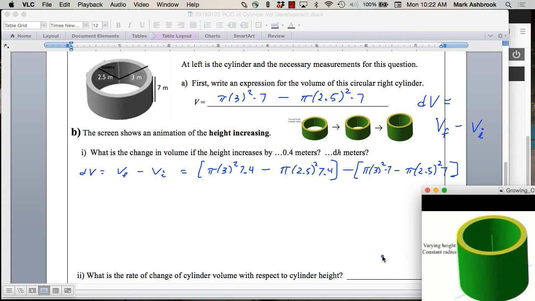Okay. So then the next thing it asks us is, what's the rate of change of the cylinder volume with respect to cylinder height? How are we going to find that? How do we frame a rate of change? If we want to find the rate of change of volume with respect to height, that is framed how?